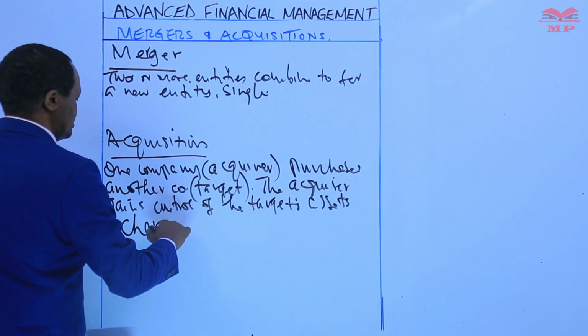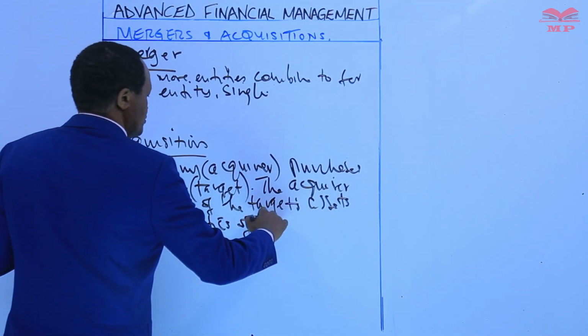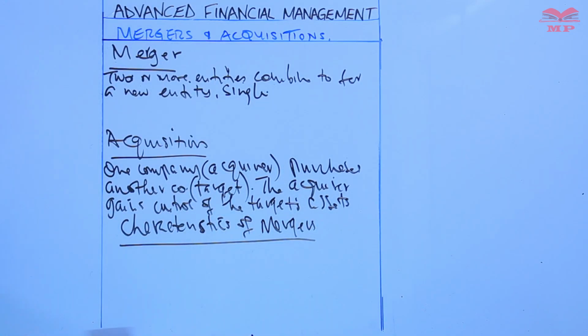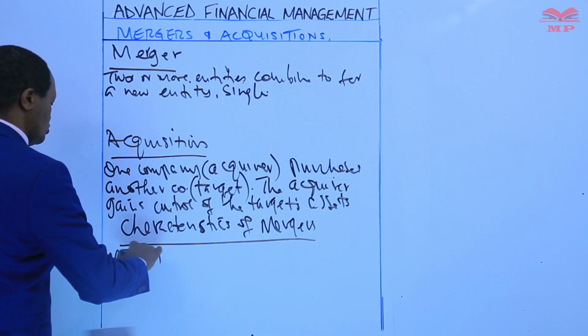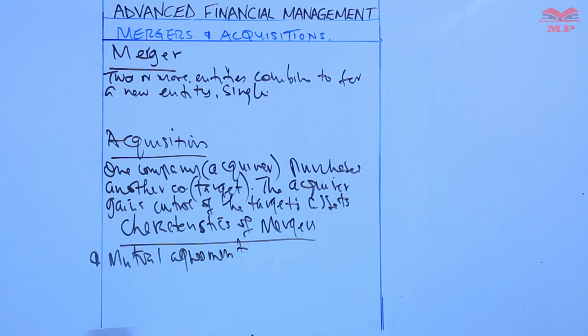So now, what are the characteristics of mergers? We want now to discuss the characteristics of mergers. Mergers as a form of corporate combination have several key characteristics. One characteristic is mutual agreement. Mergers typically involve a mutual agreement between the companies involved. Both parties consent to the combination.